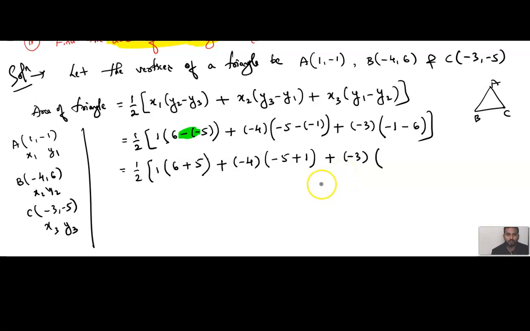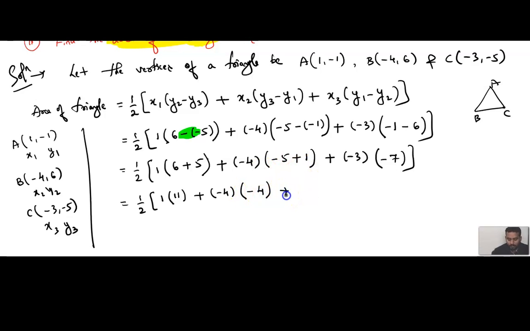Both are minus, so we should add. Minus remains the same. That's nothing but minus 7. Close the main bracket. Got it? Got the steps? That is half into 1 into 6 plus 5, that is 11, plus minus 4 as it is, that is next minus 5 plus 1, that is plus 1 minus 5. In 1 can we subtract 5? No. No means minus 5 minus 1 is 4.